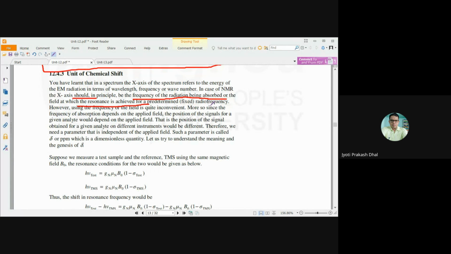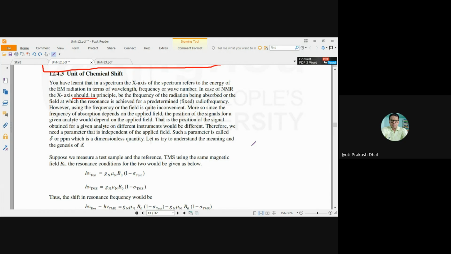In any type of spectrum, we have studied in earlier classes that the x-axis corresponds to wavelength, frequency, or wave number, but in case of NMR, the x-axis will be the frequency of radiation being absorbed by the sample at a particular field, or the field strength at a particular predetermined radio frequency. However, using the frequency or the field is quite inconvenient, since the frequency observed depends upon the applied field strength, so the position of the signal of any given analyte will depend upon the applied field.